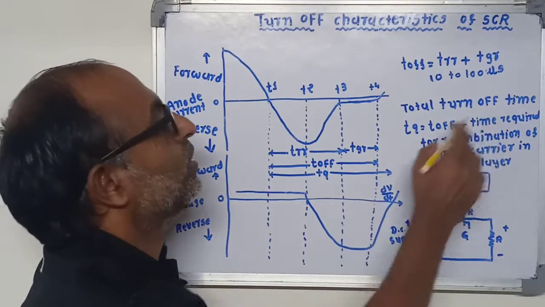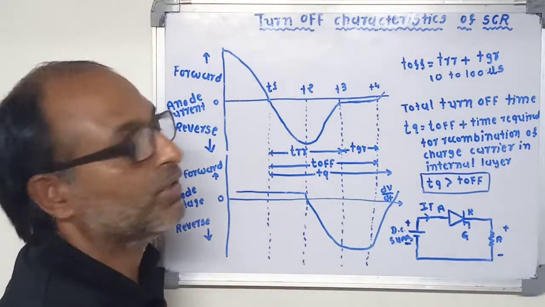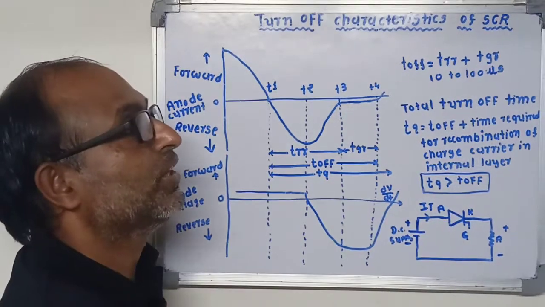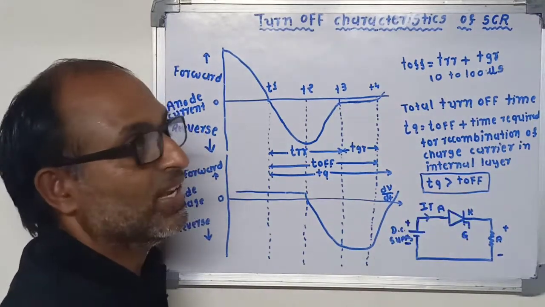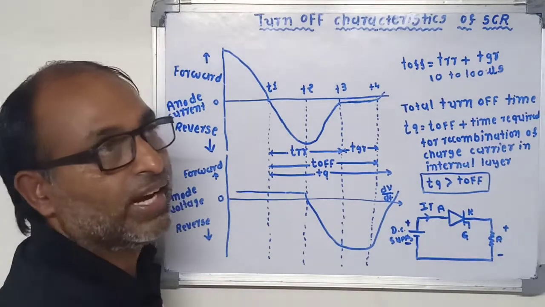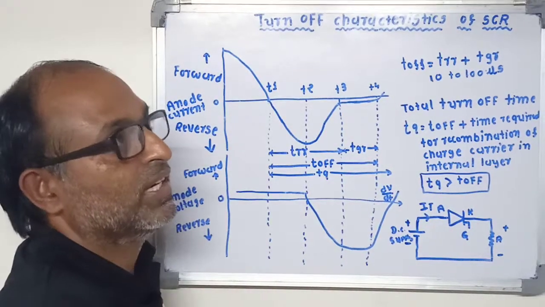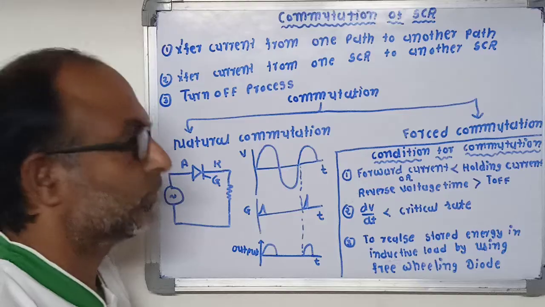The total turn-off time TQ is also known as the circuit turn-off time, and the circuit turn-off time must be greater than the turn-off time of the SCR, otherwise the SCR will turn on at an undesired time. It is a failure of commutation.